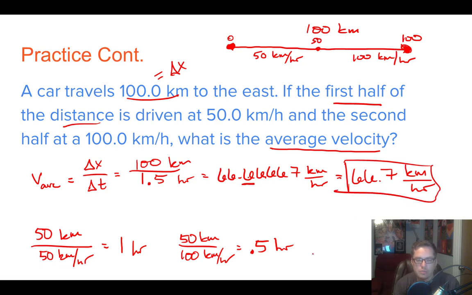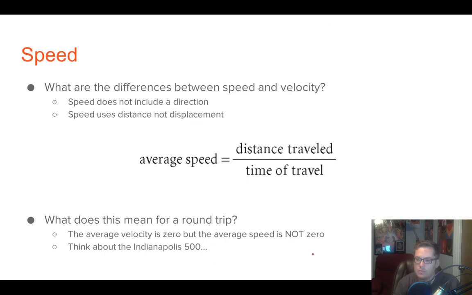Good job. Give yourself a huge pat on the back if you're able to get that on your own. All right. Now, there's a difference between speed and velocity. Speed does not include a direction. Think about it this way.